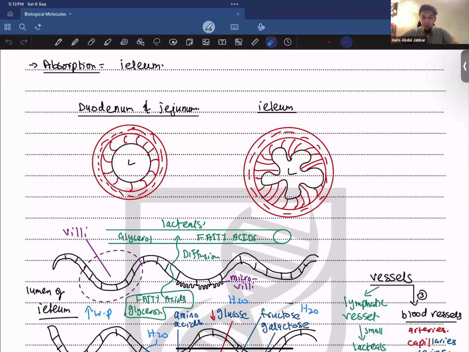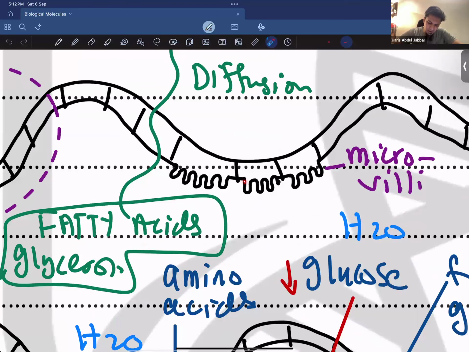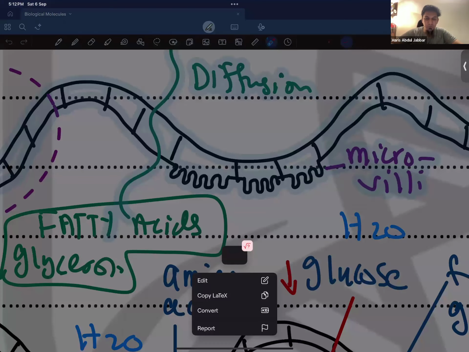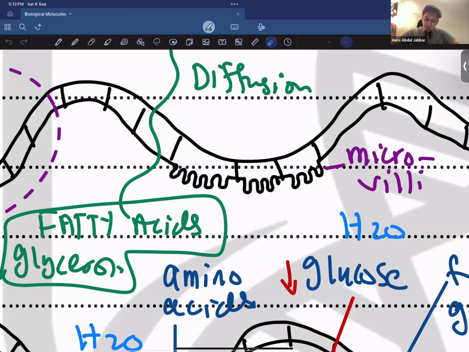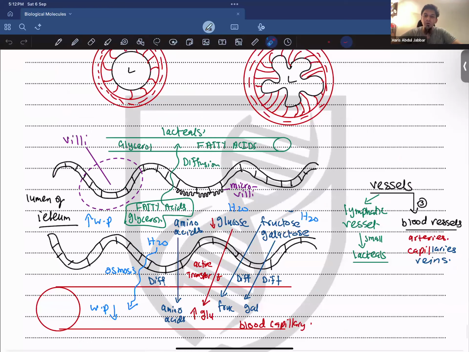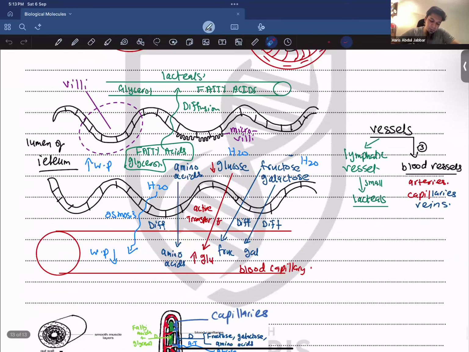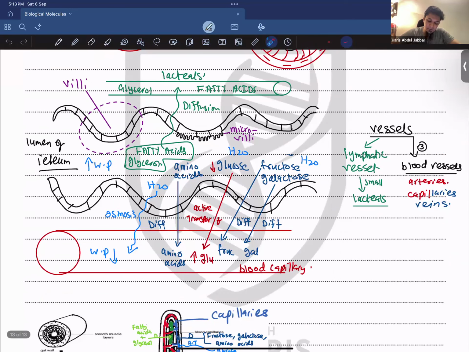Now, in the ileum, we have these tissues, these finger-like projections that come out, surrounded by blood vessels and lymphatic vessels. These tissues are called villi. On the cells of the villi, there are microscopic finger-like projections, which are called microvilli. Both the villi and the microvilli together increase the surface area to volume ratio for absorption. Okay.